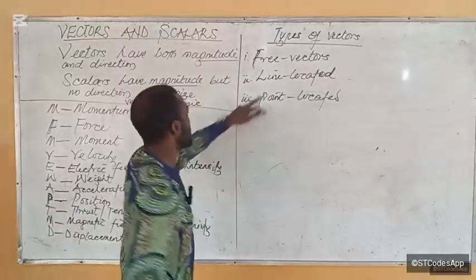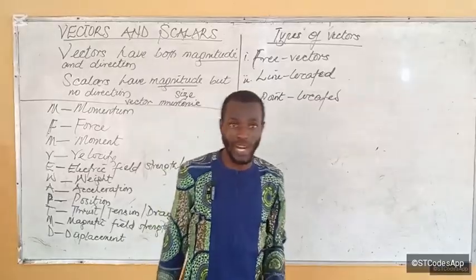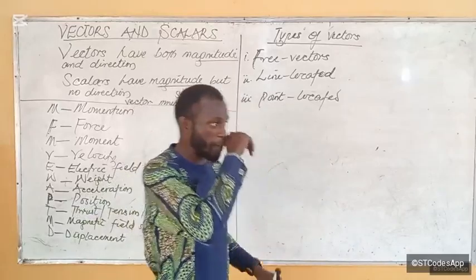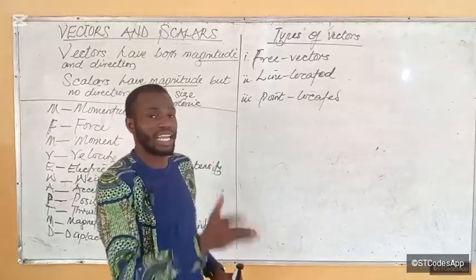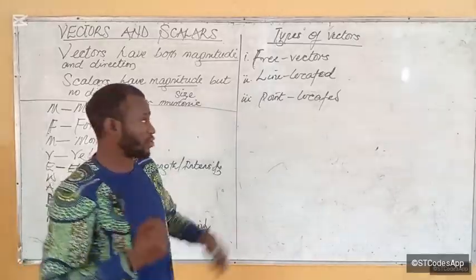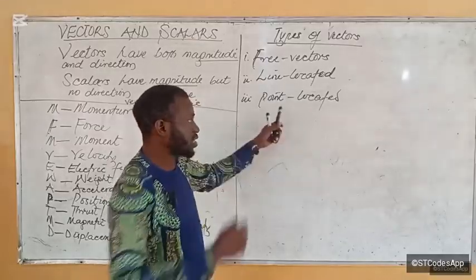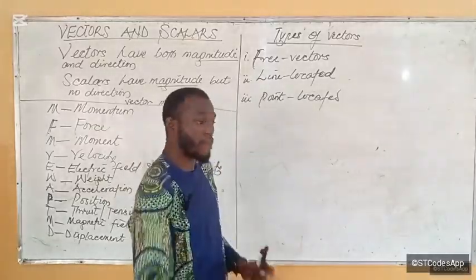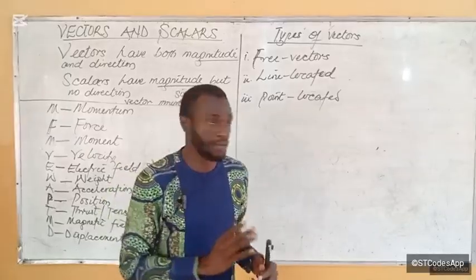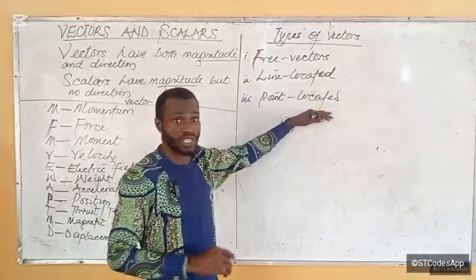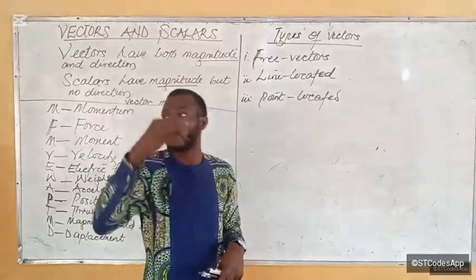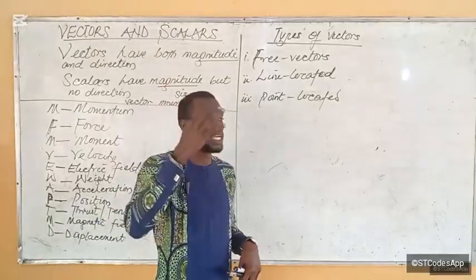The line located vector is one that exists on a straight line. For example, force is a line located vector. If a force is acting on something, we use lines to represent the direction of the vector. Then a point located vector is a vector that acts at a particular point, maybe a specific point on a graph or on a shape. Point located vectors are specific for a location.